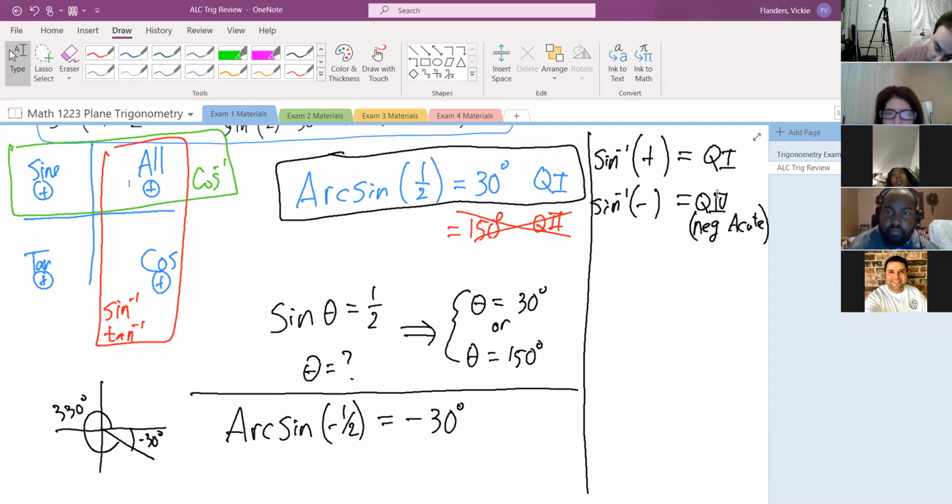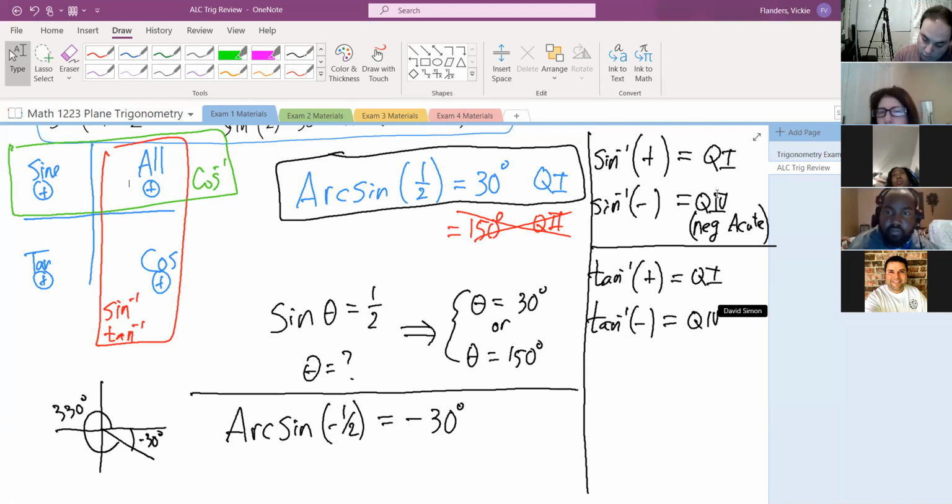So that's what sine and tangent both do. They both will give quadrant 1 for positives or quadrant 4 for negatives, and the quadrant 4 is going to be a negative acute. So inverse tangent of a positive is a quadrant 1. Inverse tangent of a negative is also quadrant 4, but in the form of a negative acute.